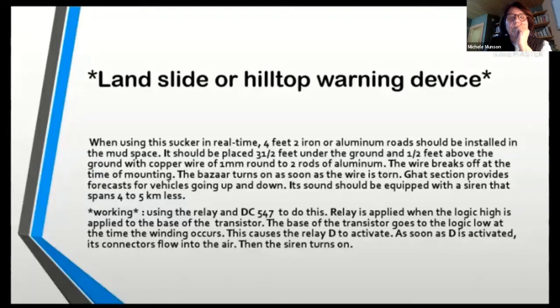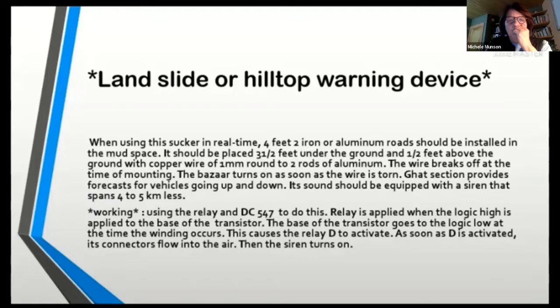Landslide or hilltop warning device. When using this device in real time, 4 feet aluminum rods should be installed in the mud. It should be placed 3.5 feet under the ground and half a foot above the ground, with a copper wire of 1 millimeter round connecting the 2 aluminum rods. The wire breaks at the time of a landslide. The buzzer turns on as soon as the wire is cut.